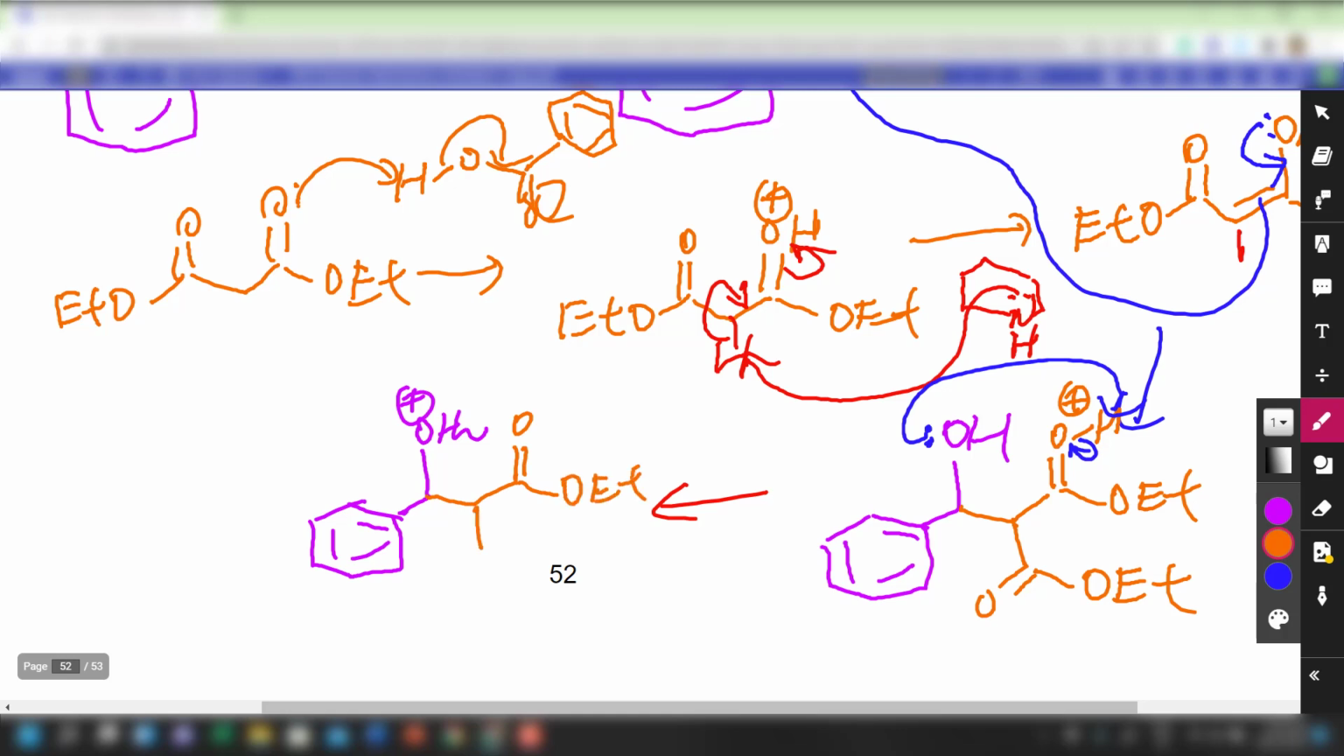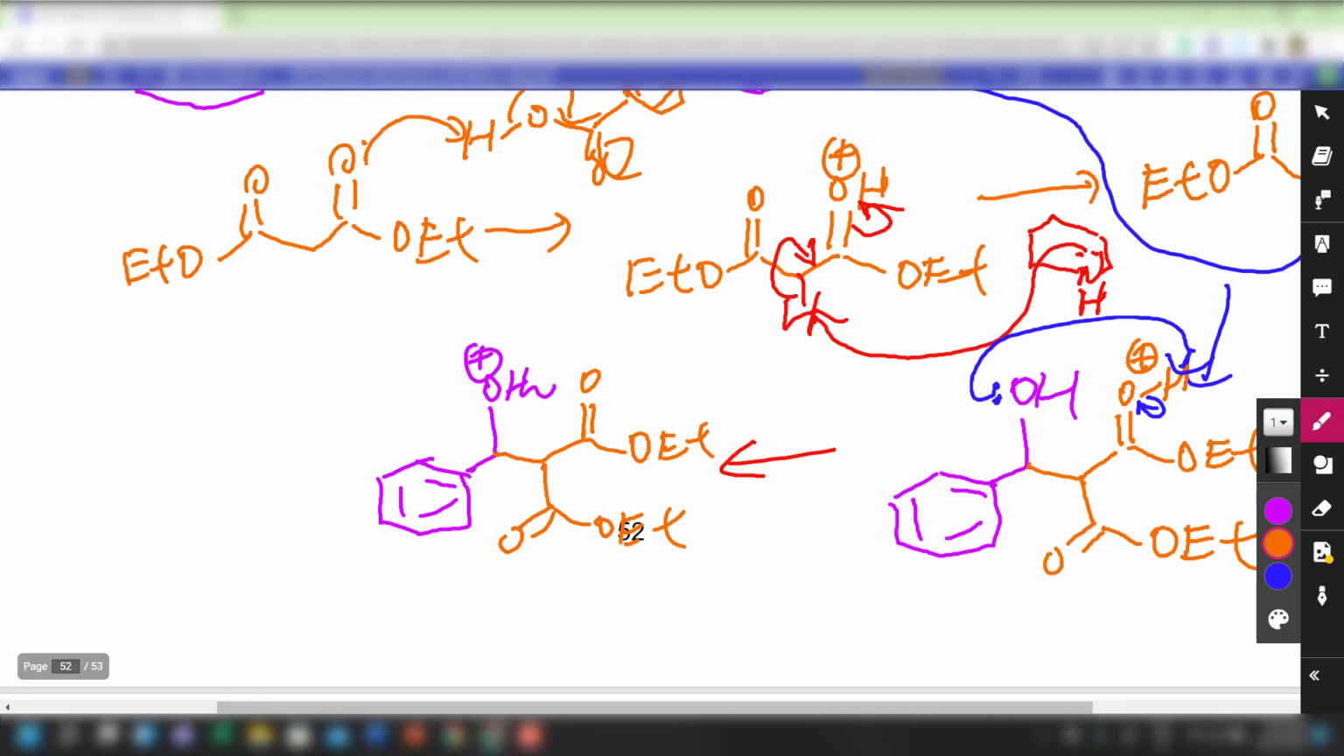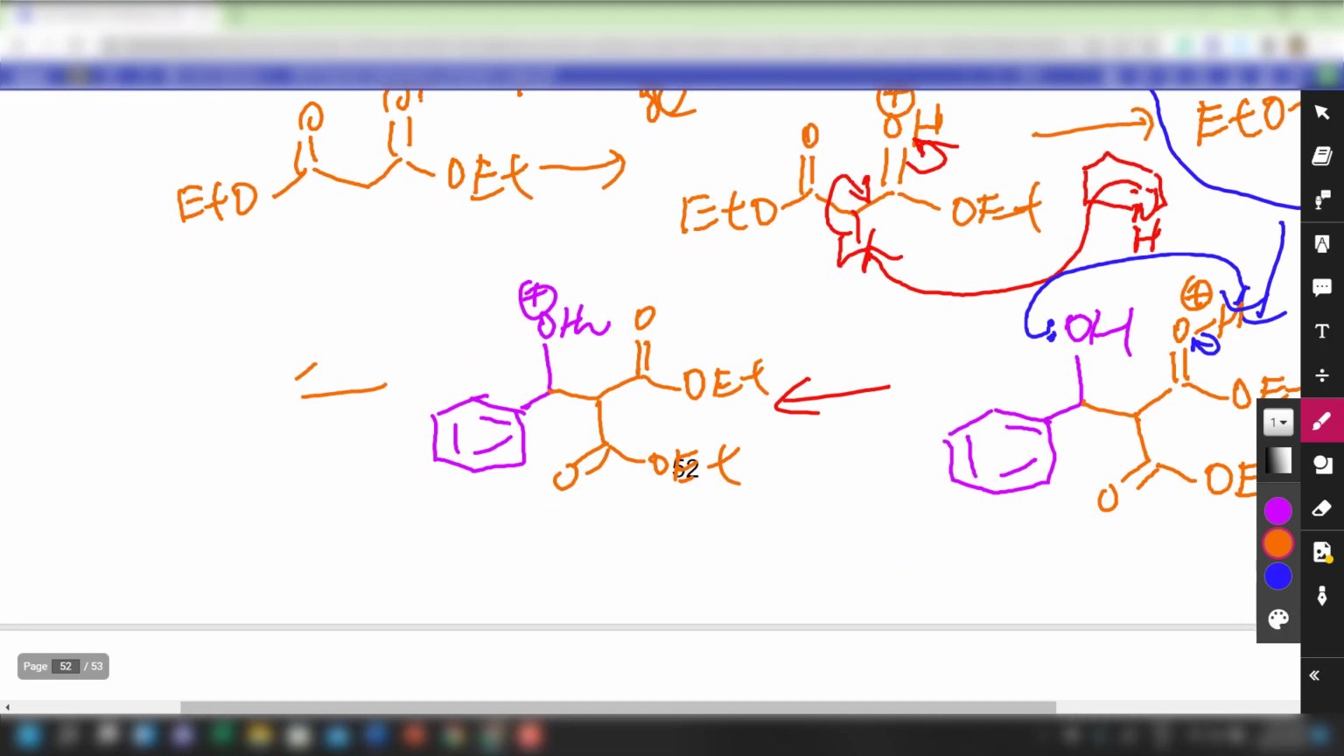Okay, and then I'm just going to continue to draw the structures like this. OEt, and then double bond O and OEt. So some form of elimination is likely to have taken place. Most people will have predicted some form of an E2 reaction.